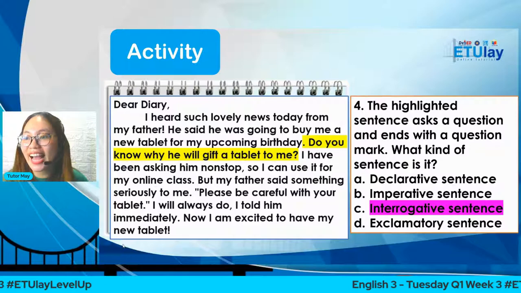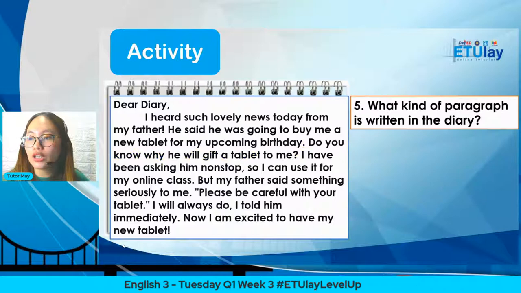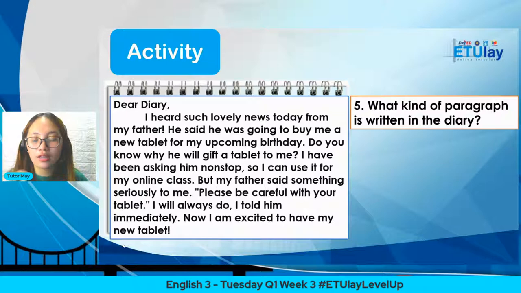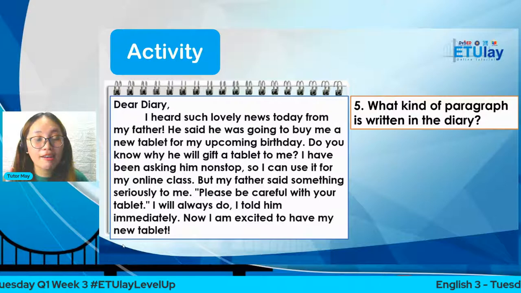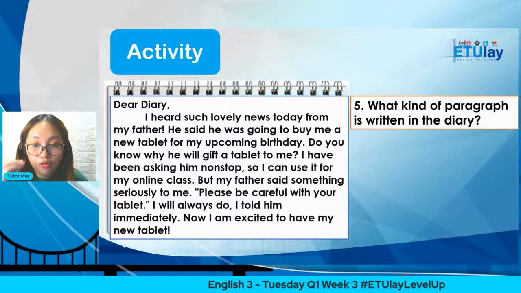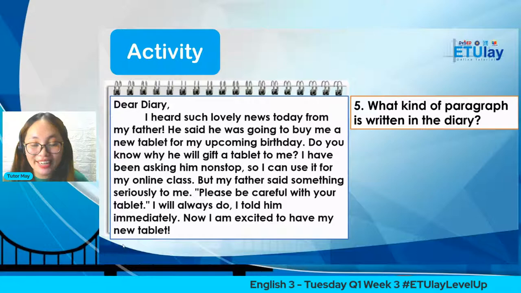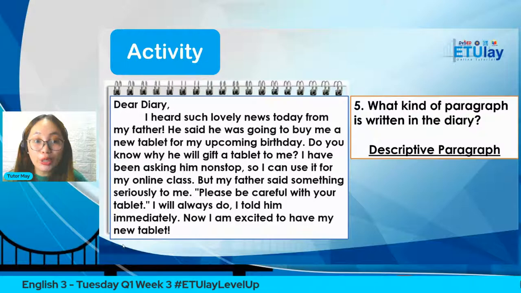Now, because we have lots of description here, we have the words lovely, upcoming, nonstop, and seriously excited. What kind of paragraph is written in the diary? Sige nga, if everyone can still remember, since I said in the diary, we are describing what the writer did, saw, and felt. Therefore, what kind of paragraph is in the diary? Very good, Rafael. It's a descriptive paragraph. So we are using a descriptive paragraph when we are writing a diary, okay?